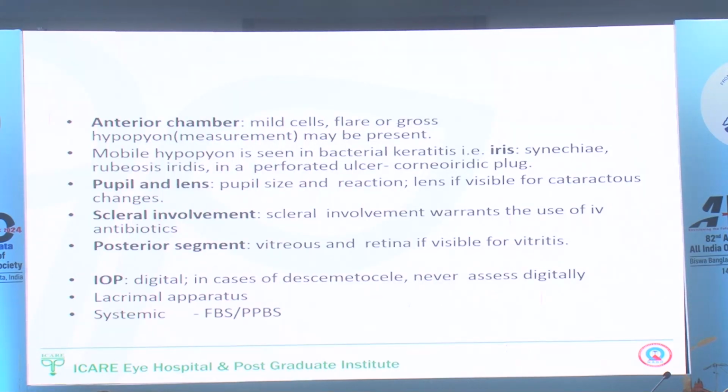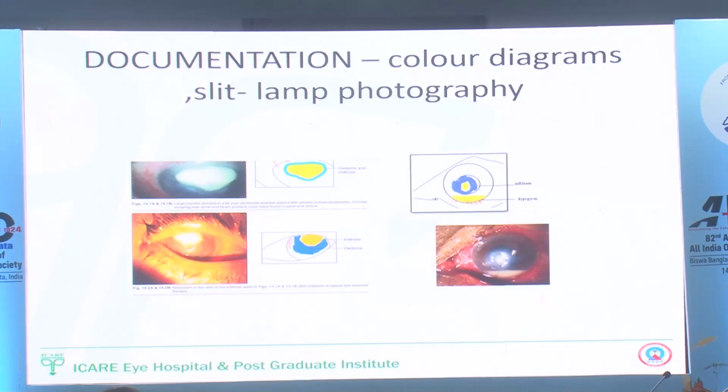The anterior chamber reaction should be seen. Mobile hypopyon is seen in bacterial keratitis. Synechiae, rubeosis iridis, iridocorneal plug can also be noted. Pupil and lens size and reaction, and lens if visible for cataractous changes. Scleral involvement warrants the use of IV antibiotics. Posterior segment if visible, or ultrasound B scan has to be done. IOP in case of descemetocele, never assessed digitally. Lacrimal apparatus, and systemically the fasting and post-lunch blood sugar.